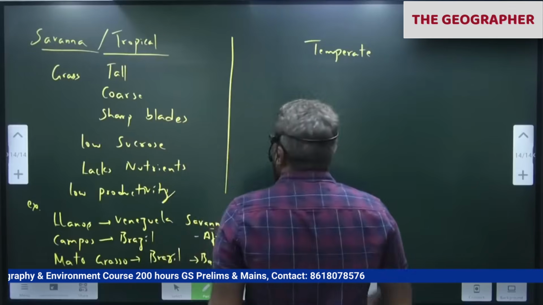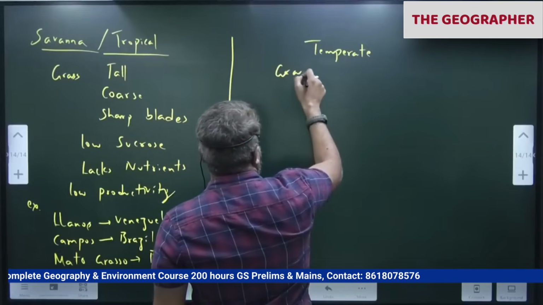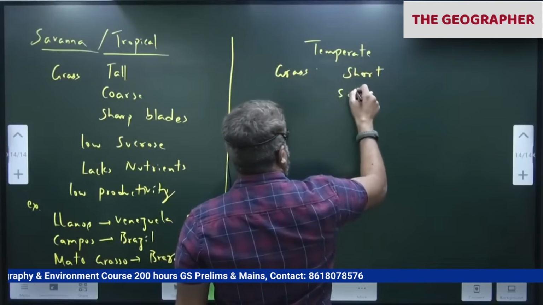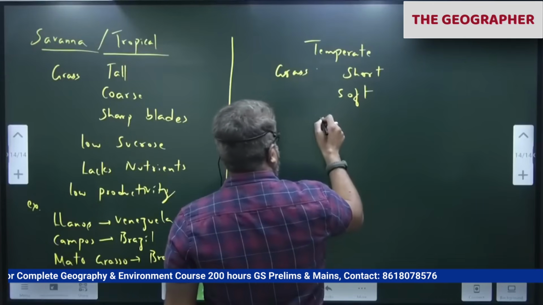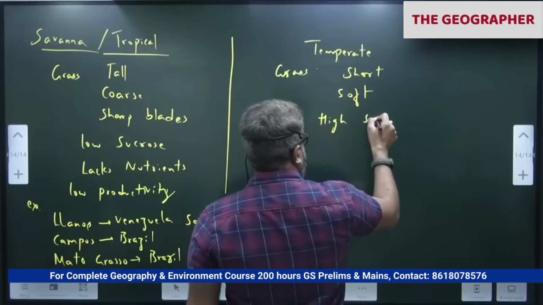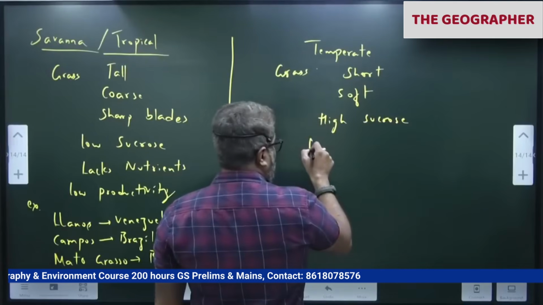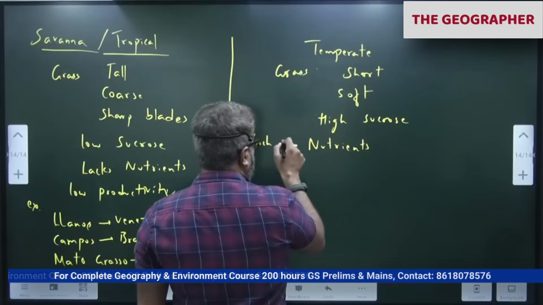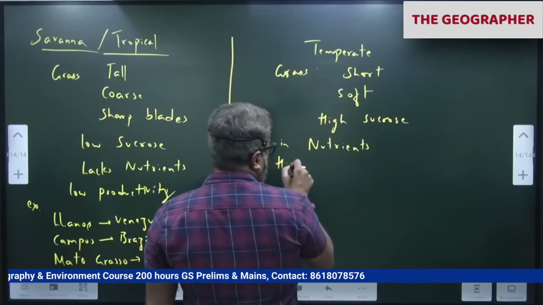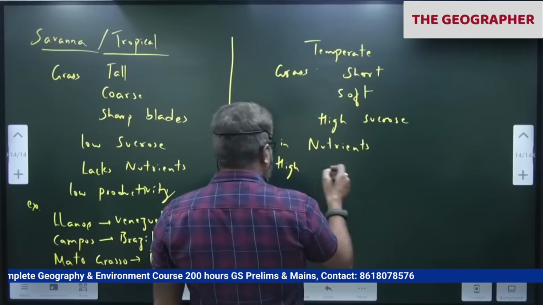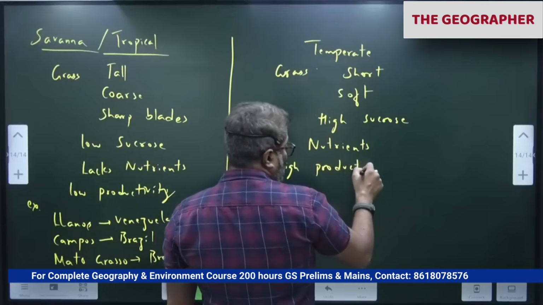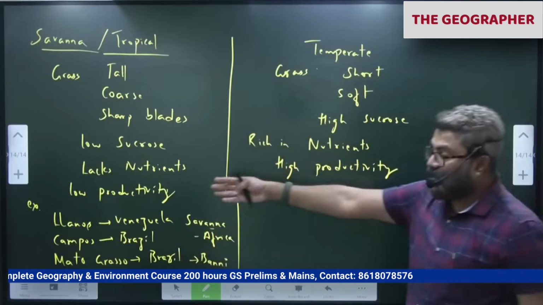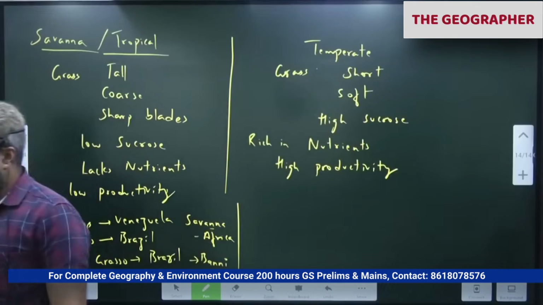Savanna grassland. Here temperate regions, grass characteristics are short, soft, high sucrose content, highly nutritious, rich in nutrients, high productivity. That is the reason cattle from Europe tends to produce more milk than tropical regions. High productivity. Here in our countries, you notice cattle outside, sheep, goat and all, they are malnourished.